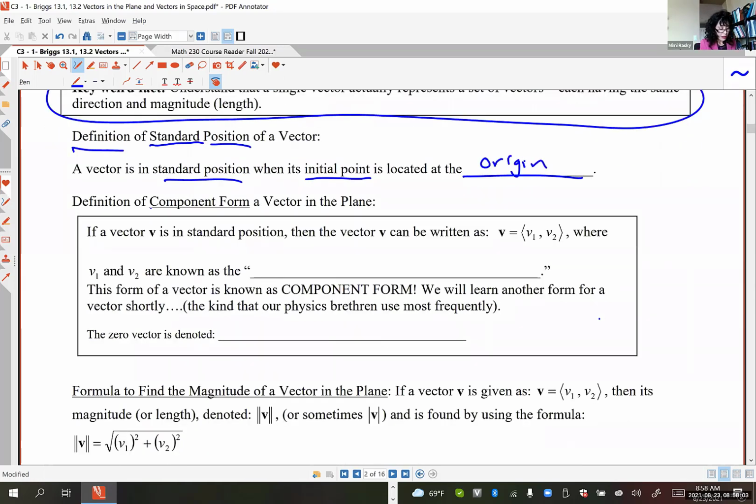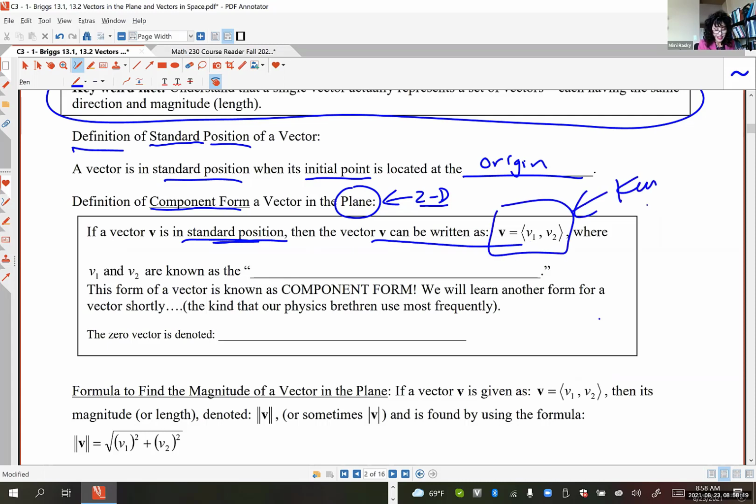All right, now let's talk about the definition of component form for a vector in the plane. So remember, plane means not an airplane, but it means 2D. If a vector v is in standard position, then the vector v can be written like that. What? Okay, you've got these angular brackets like this, and you're going to be drawing angular brackets on your handwritten work, and then two numbers separated by a comma inside of the angular brackets.